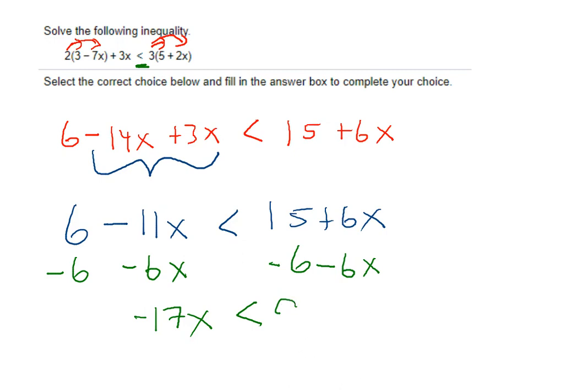Okay, I was going to say, is it 9 or 11? It's 9. So let me try that again. All right, so we get 9. And then these 6x's cancel out. All right, and then we'll divide by negative 17 on both sides.